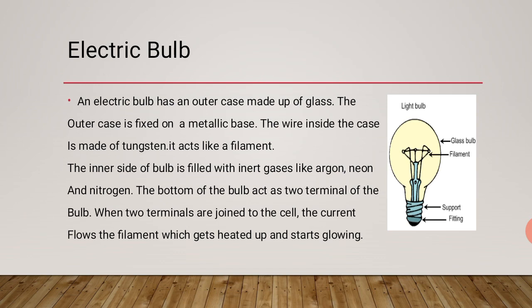Let us see the conventional bulb from inside. A bulb has a glass case mounted on a metallic base. See the diagram that I have shown here. Inside the glass case you can see a thin wire coil called the filament.